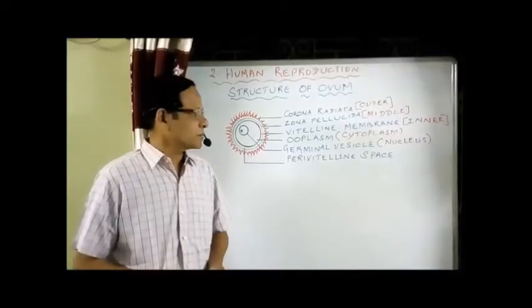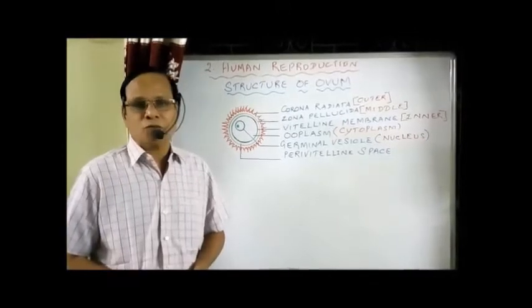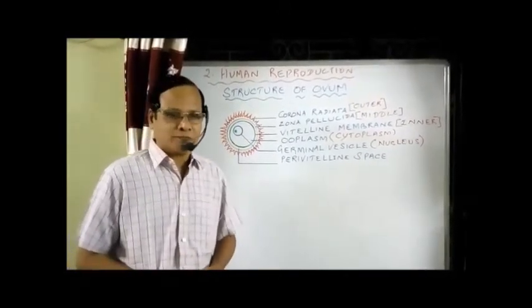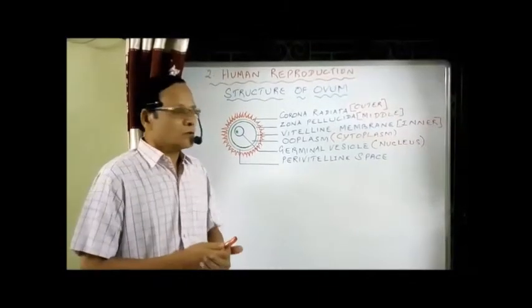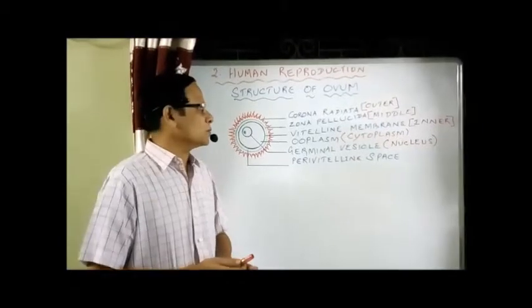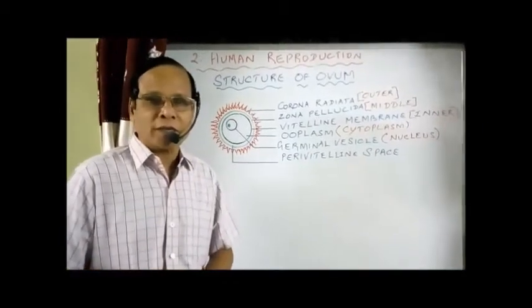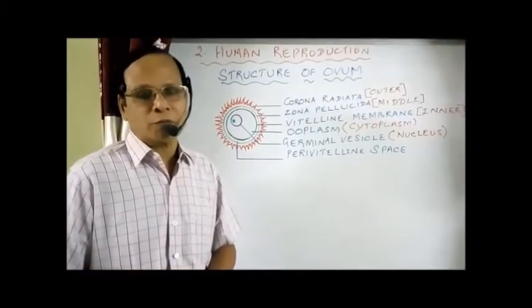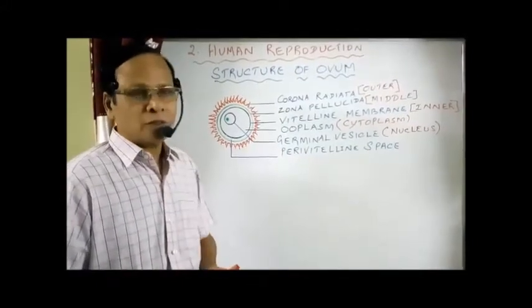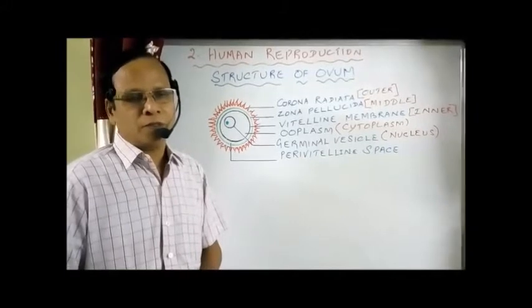Hi students, once again I am meeting you to continue the lesson, that is chapter 2, Human Reproduction. Yesterday we concluded the oogenesis process. As a result of oogenesis, the female gamete, the ovum or the egg, is produced. Now see the structure of the female gamete, or ovum, or egg.